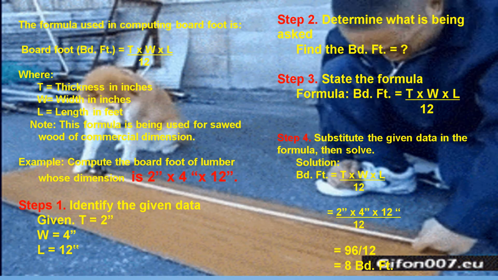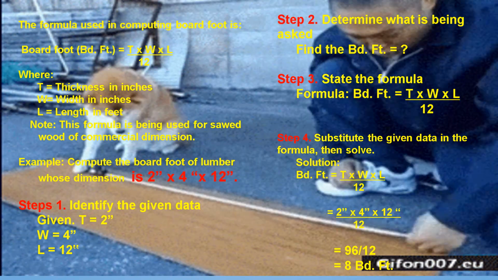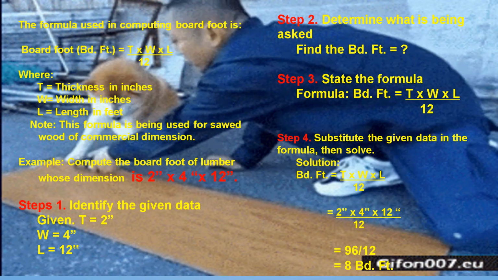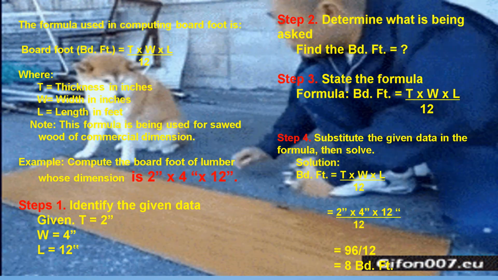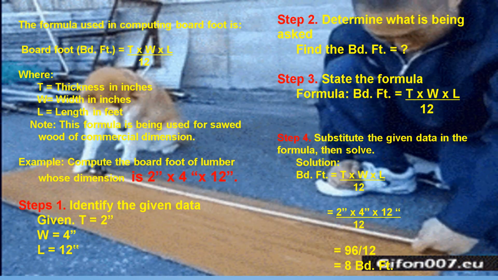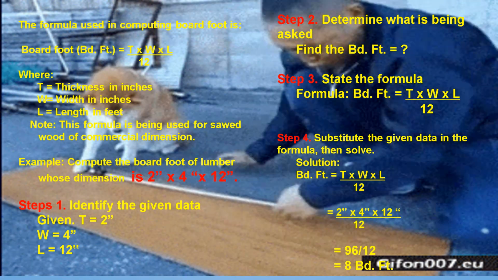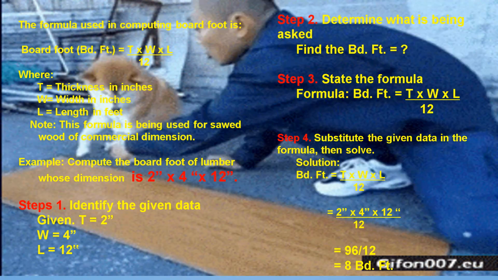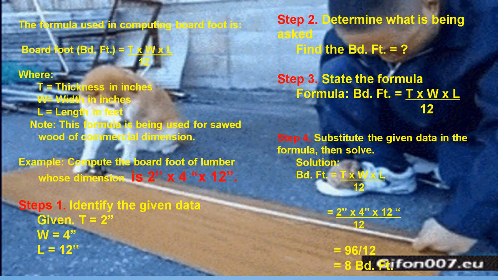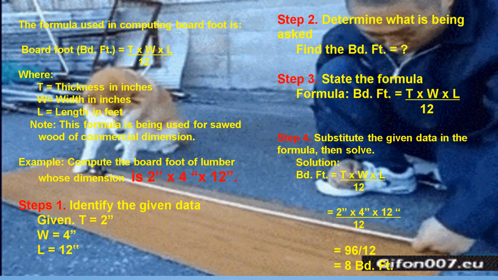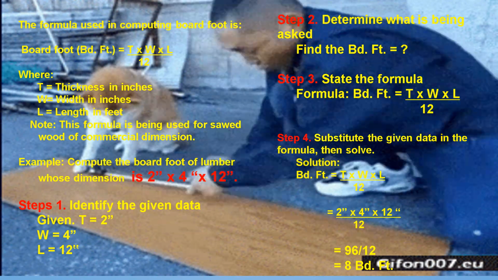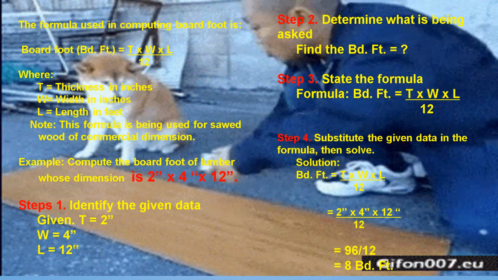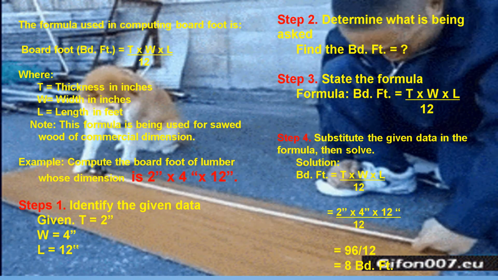Step 2, determine what is being asked. Find the board feet. Step 3, state the formula. The formula is board feet equals T times W times length over 12. Step 4, substitute the given data in the formula, then solve. Solution: 2 times 4 times 12 over 12. So 96 over 12 is equal to 8 board feet.